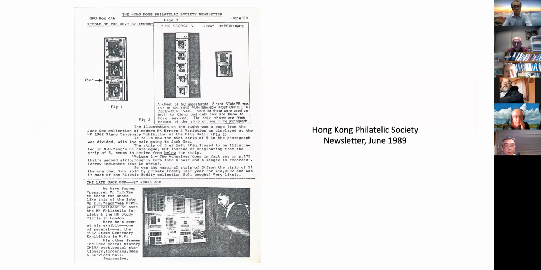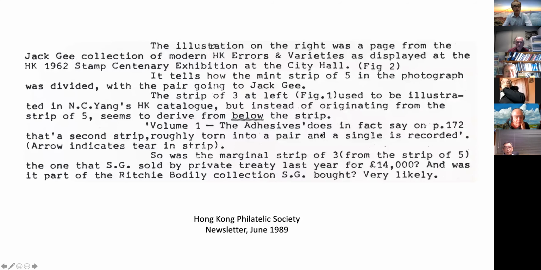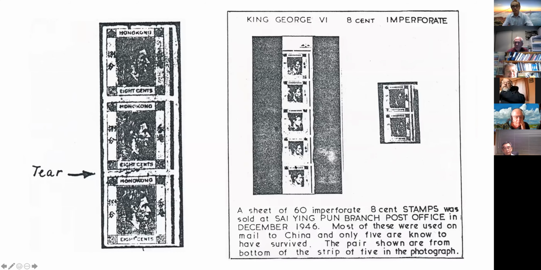He had that pair, which came from the bottom of a strip of 5. So he illustrated a strip of 5, and this is his pair, which came from the bottom. The top strip of 3 is currently available from a dealer in South Africa if you want it, price on request.